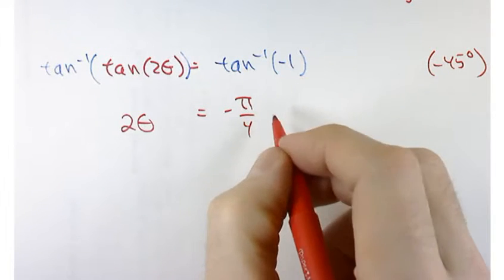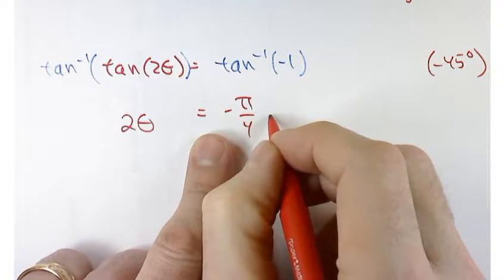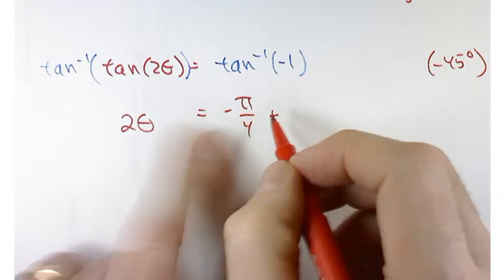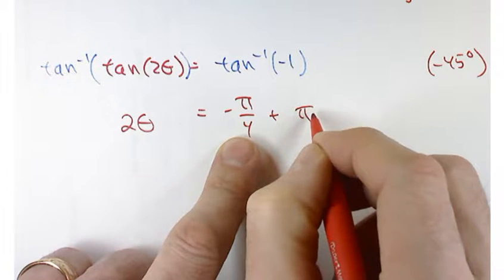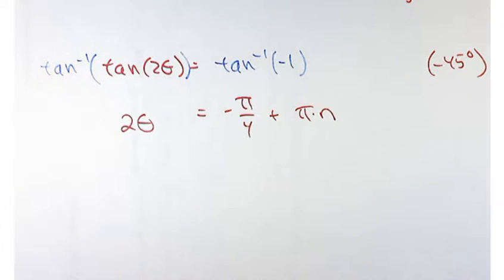All right. Now the thing that I was going to mention here is that tangent is periodic with period of pi. So I'm going to put pi times n, or n times pi, or n times k. N or k, whatever you use, is an integer.